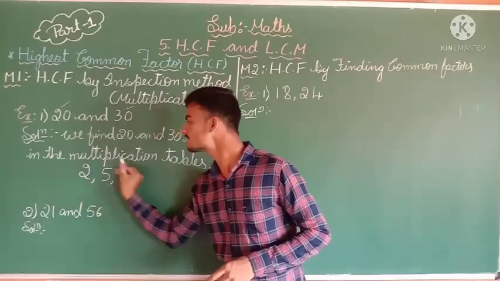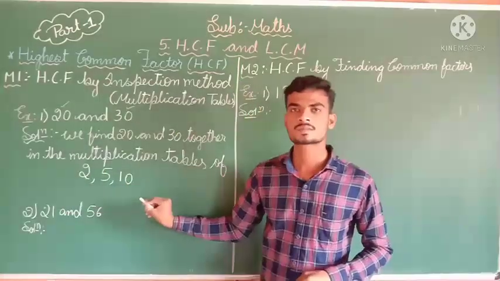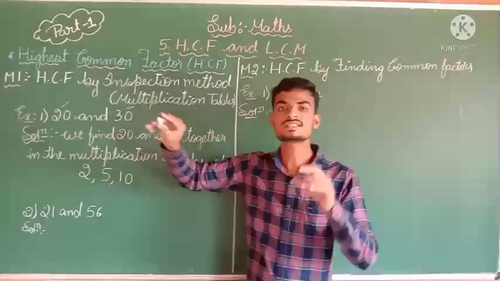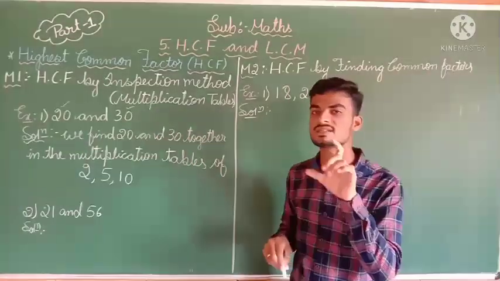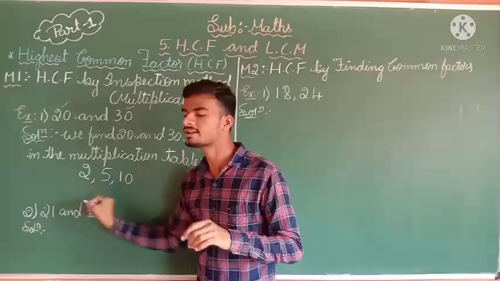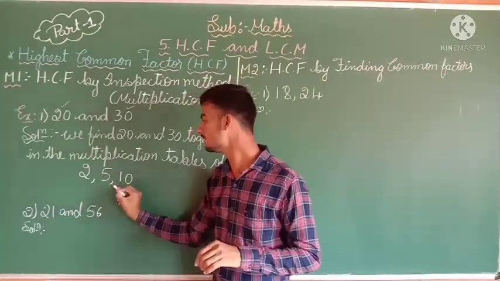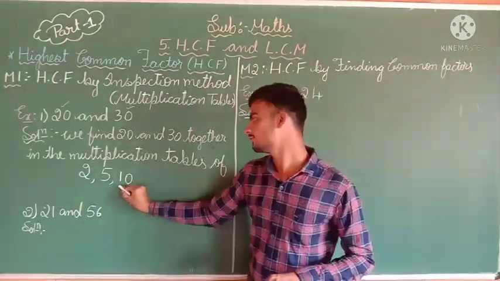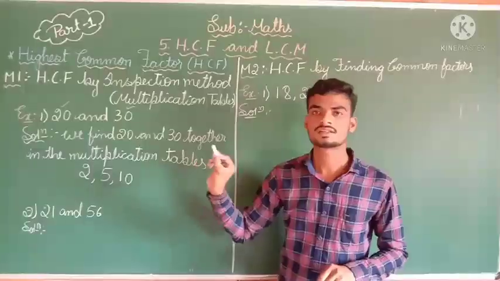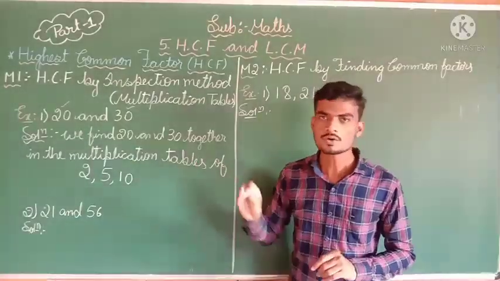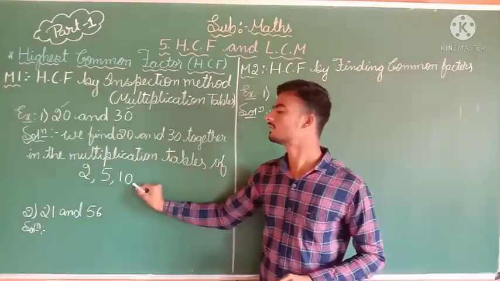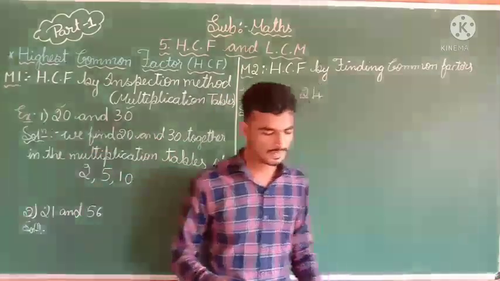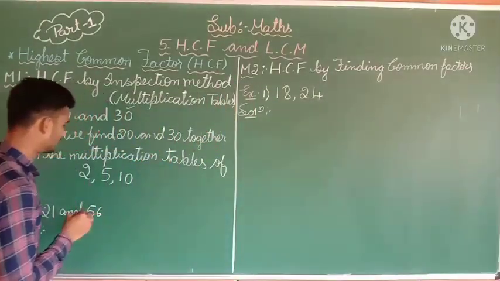Which is the highest common factor? Will you tell me? Highest means what? Highest means the greater number. Okay, highest means you want to find the greater number here. In this, which is the greater number? Okay, very good. Here 10 is the greater number. So HCF of 20 and 30 is 10. Okay, in this way you have to write.